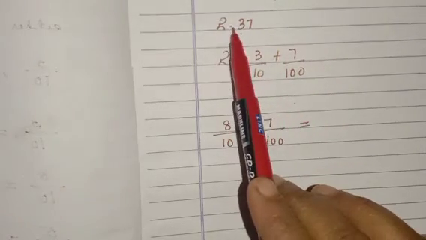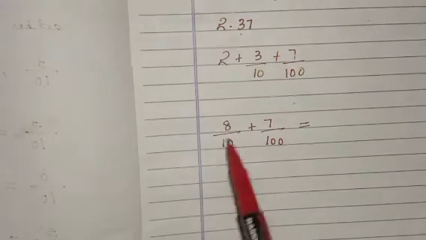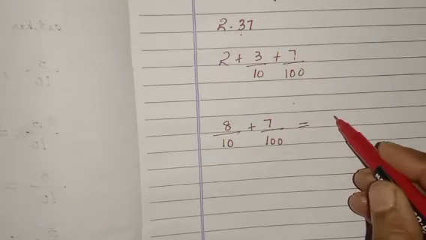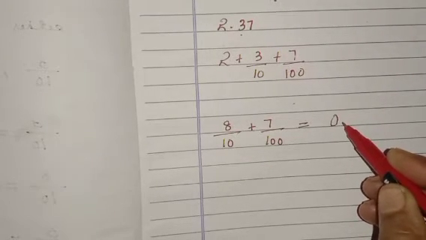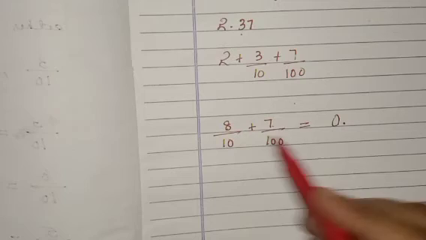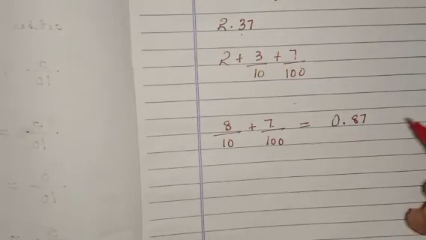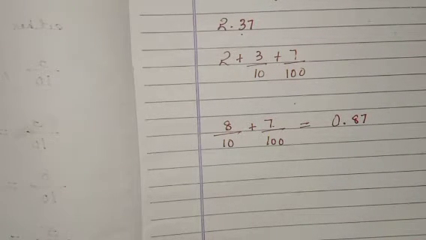Here 2 is the whole part. In the other question, no whole part is there, so we put a 0. Then put the decimal point. Then 8 and 7, so 0.87 is the answer.